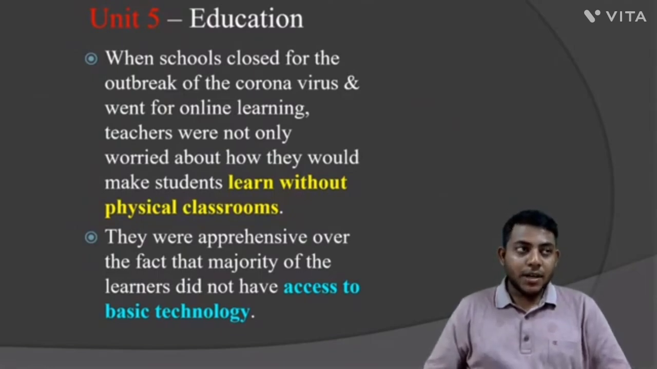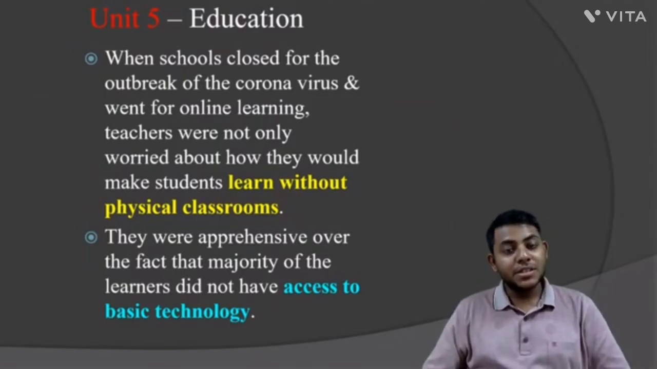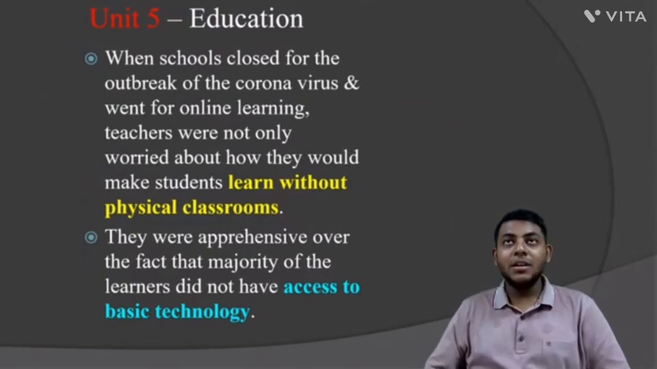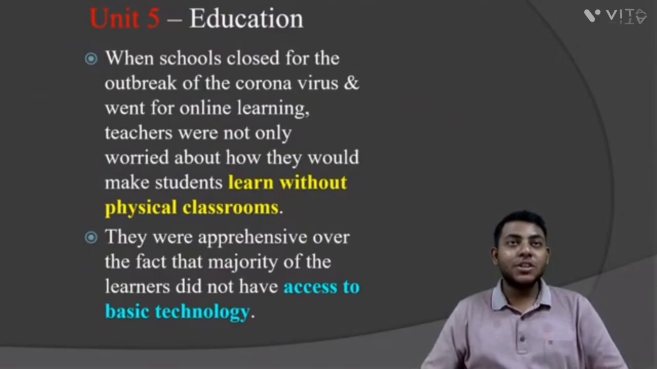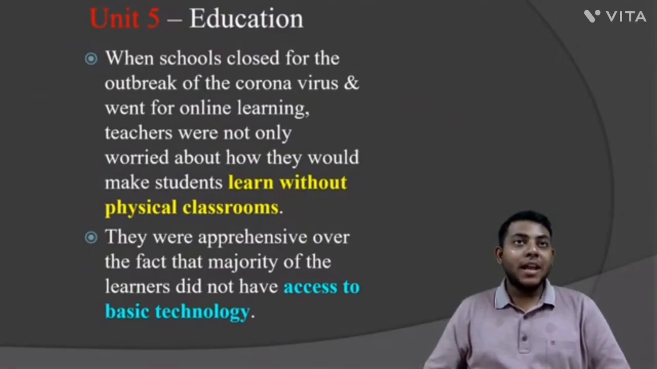So these are some of the constitutional provisions that we have discussed regarding right to education in our country. Now let us discuss sustainable development, that is unit 5, which is education, which is directly linked with the Sustainable Development Goal: ensure inclusive and equitable quality education and promote lifelong learning opportunities for all.